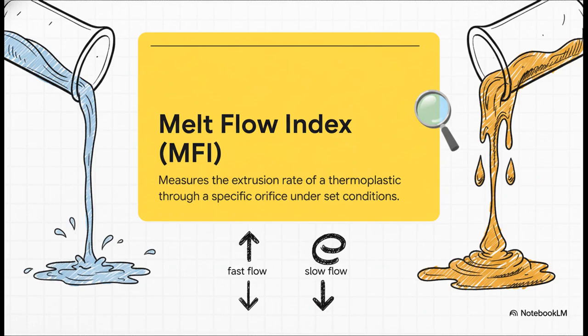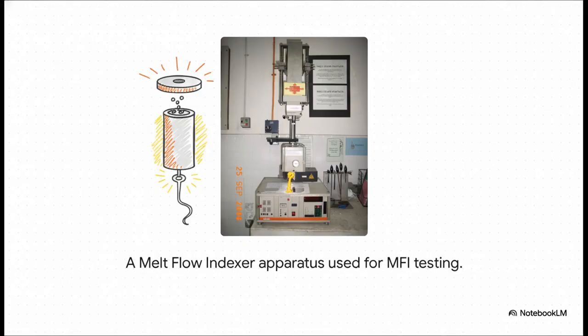The best way to think about it is like the difference between pouring water versus pouring cold honey. A plastic with a high MFI flows super easily. It's great for filling up those tiny, intricate molds. A low MFI plastic is much thicker, more viscous, and you'd use that for things like extrusion for making larger, more robust parts.